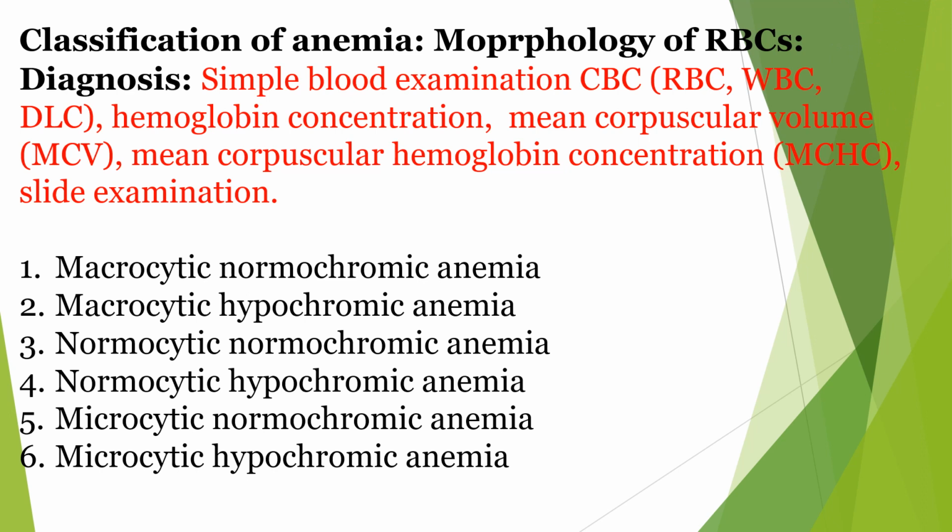In part 1 we have seen the morphological classification of anemia, and how a simple blood examination, complete blood count, RBC count, WBC count, differential leukocyte count, hemoglobin concentration, and based on formula derivation of mean corpuscular volume and mean corpuscular hemoglobin concentration (MCHC), and slide examination makes your differential diagnostic list very short by looking at the size of RBC and the concentration of the hemoglobin.